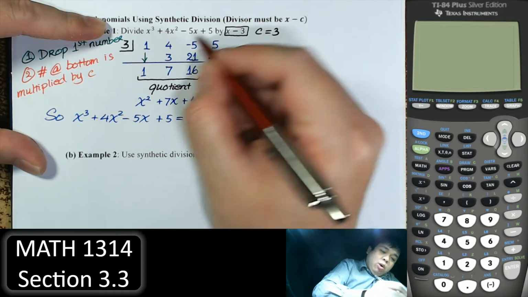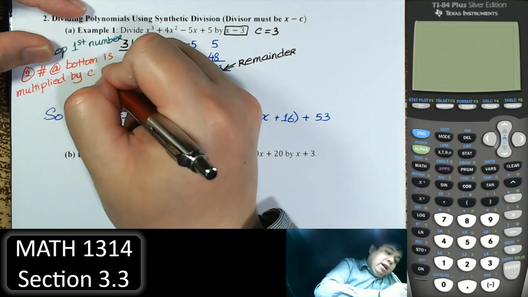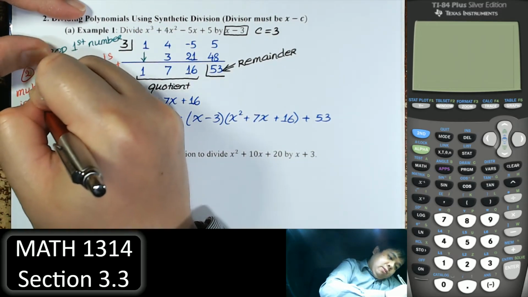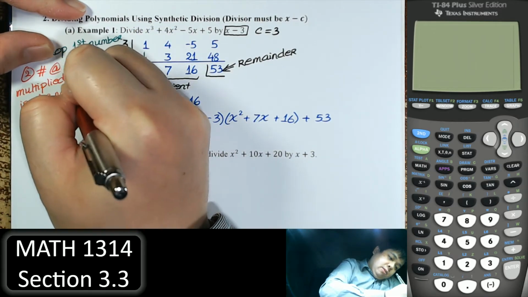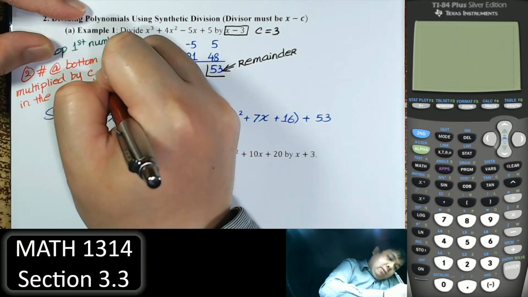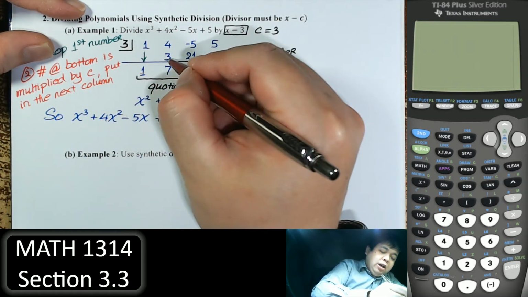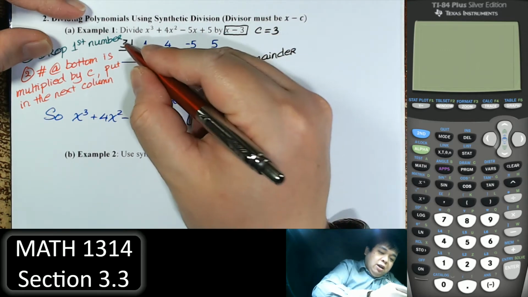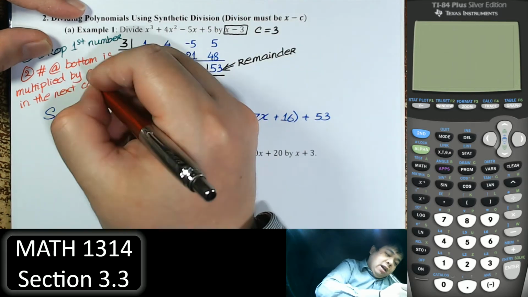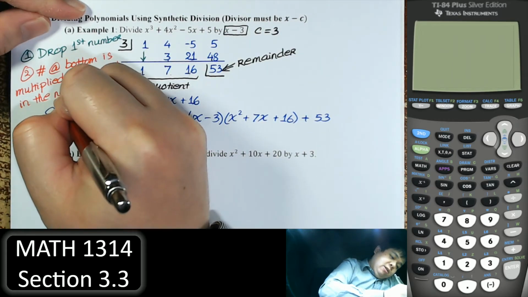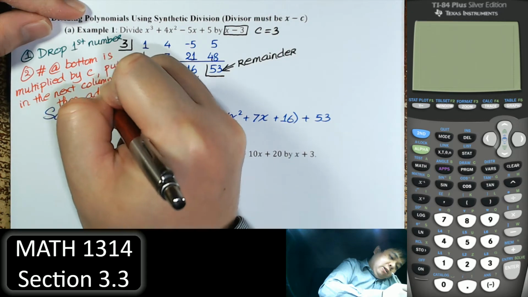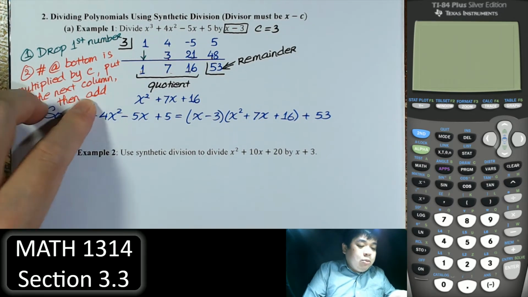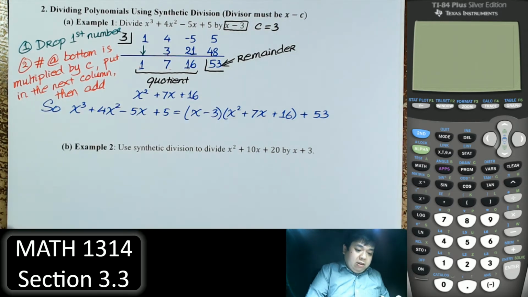So that's why we have to write what c is, and then put it in the next column. Multiply, put in the next column and add. Multiply, put in the next column and add. So pretty much those are the steps. And then we just keep repeating until we have the remainder.